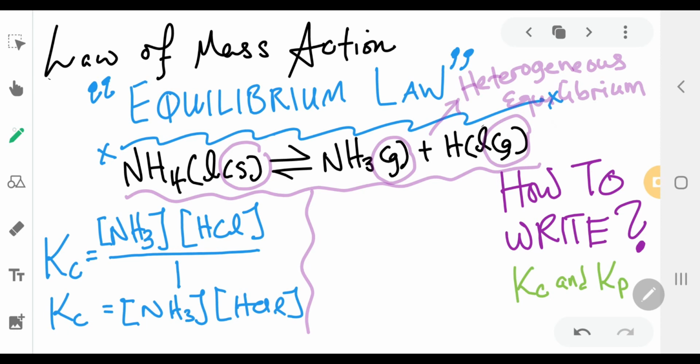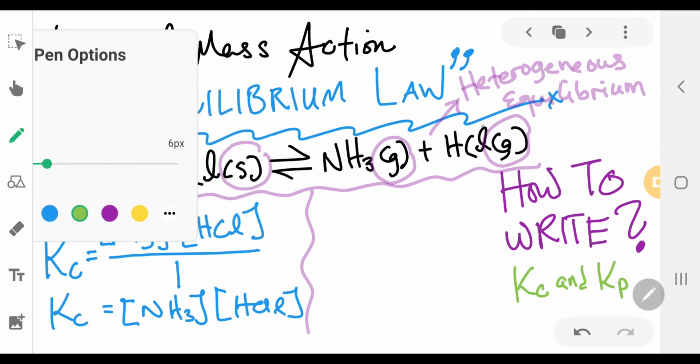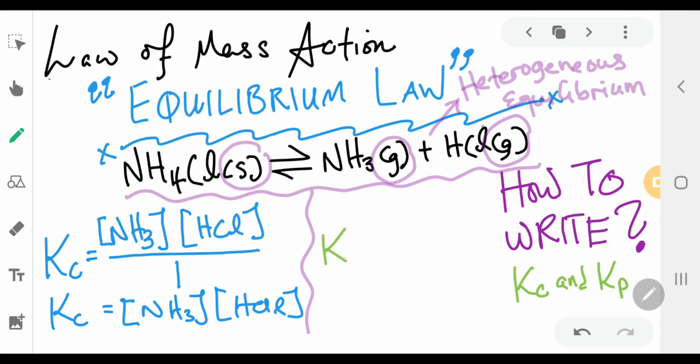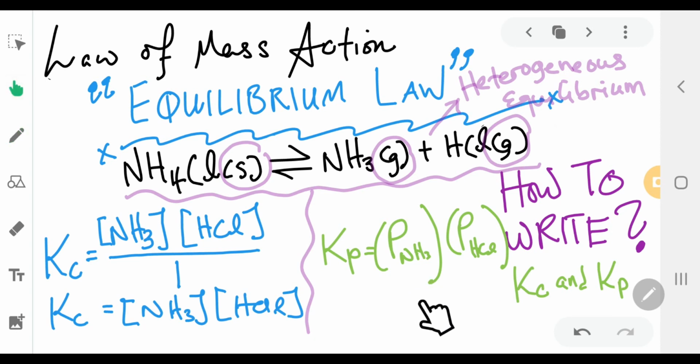Okay, so it's going to be the same as for the Kp. So Kp now will be pressure of NH3 times pressure of HCl to the power of 1 for both. And you do not have the pressure for your solids and concentration for your solids over here.